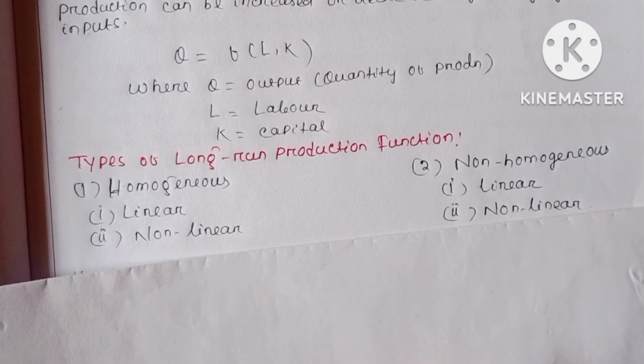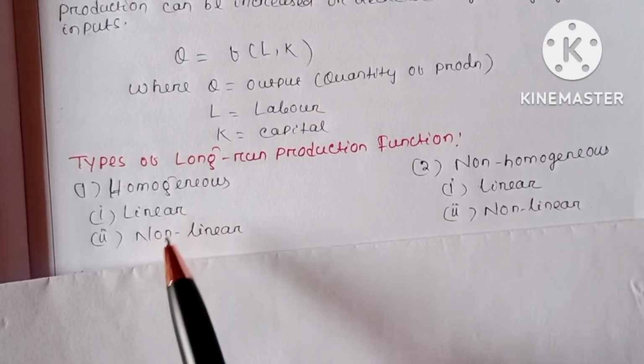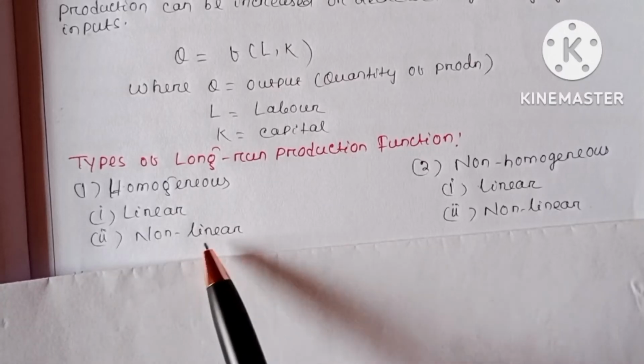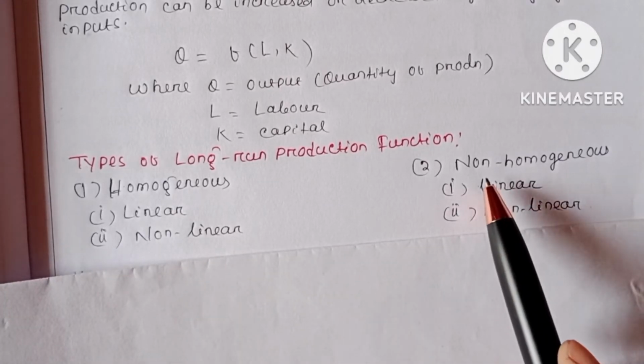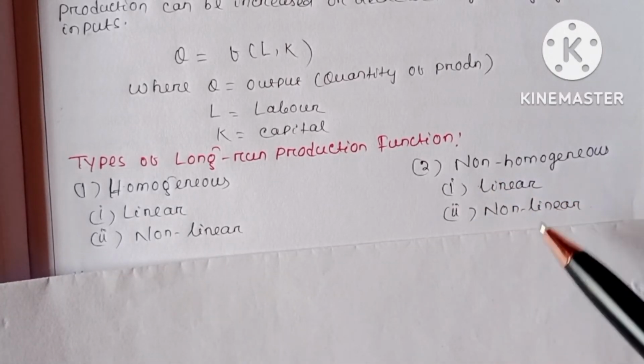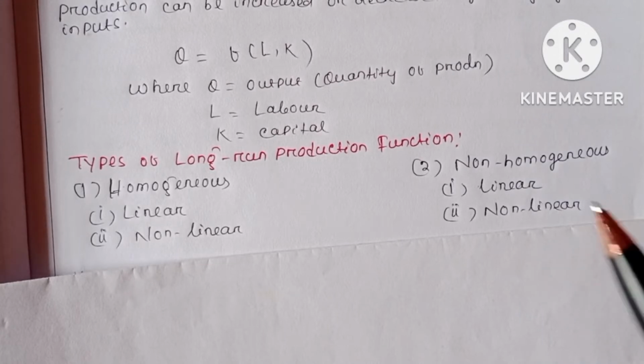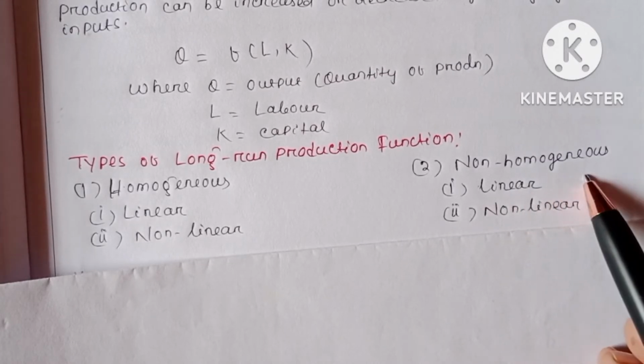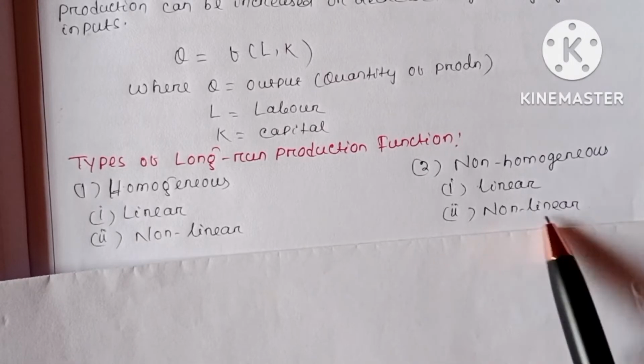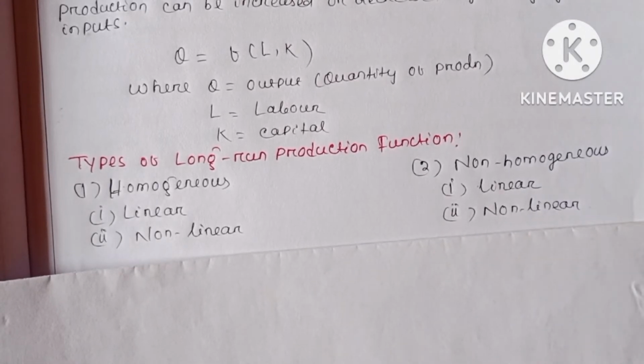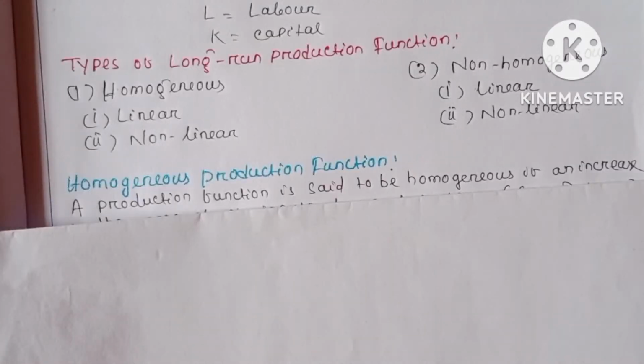Homogeneous production function is divided into two types: linear homogeneous production function and non-linear homogeneous production function. Non-homogeneous production function is again divided into two types: linear non-homogeneous production function and non-linear non-homogeneous production function. So let's discuss one by one.